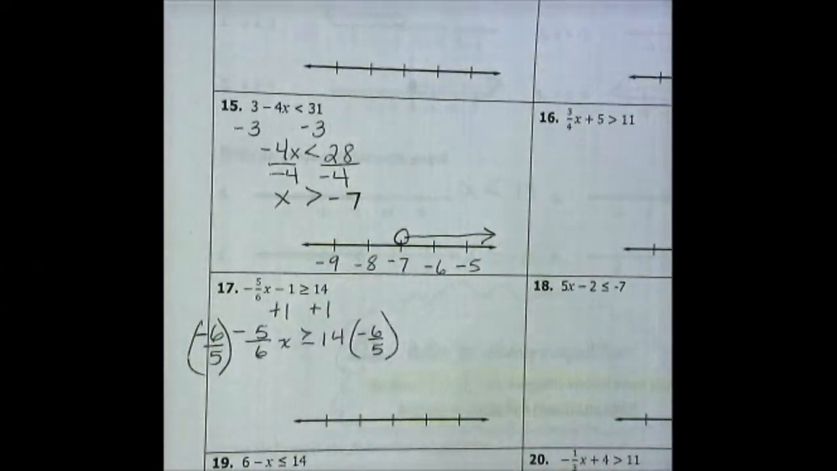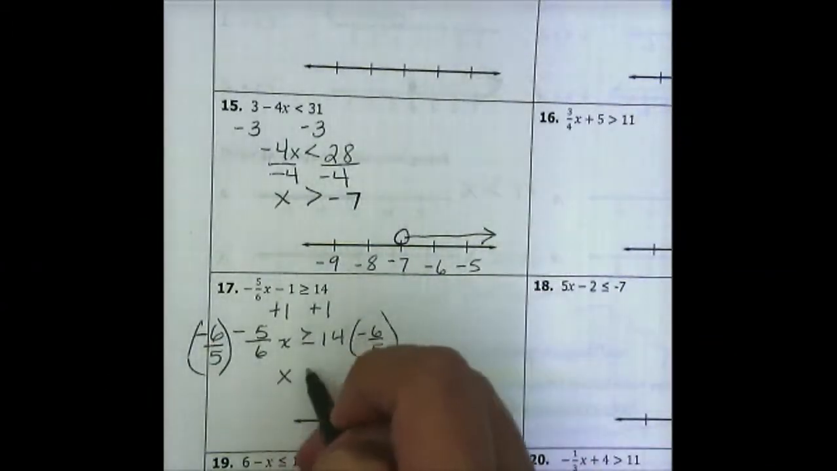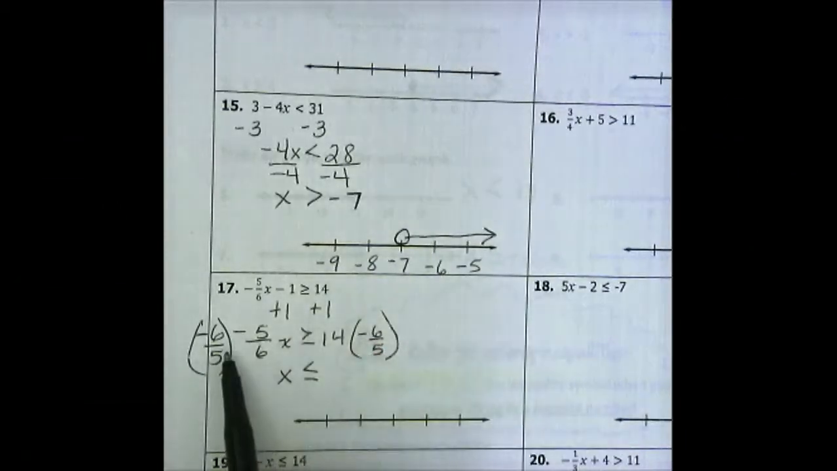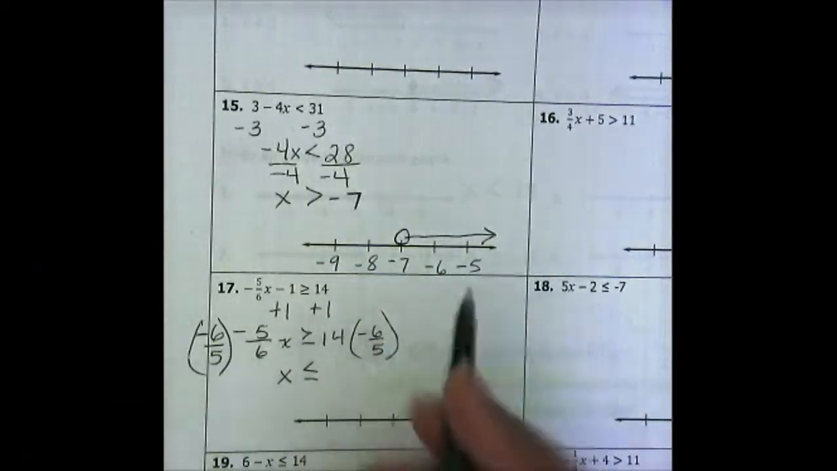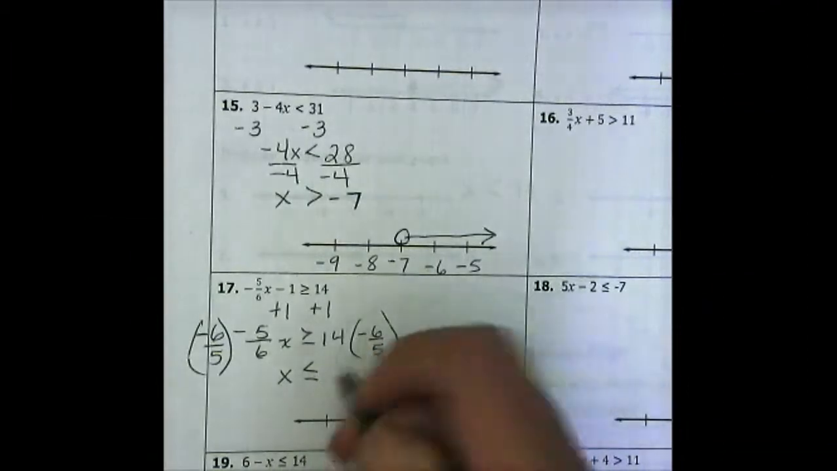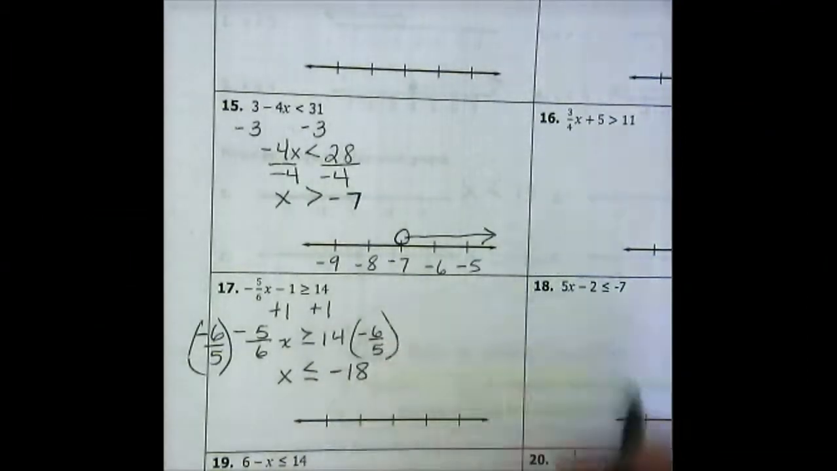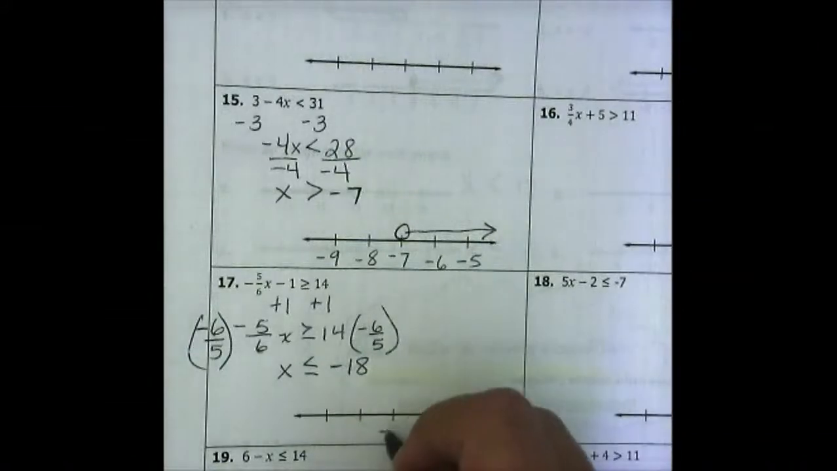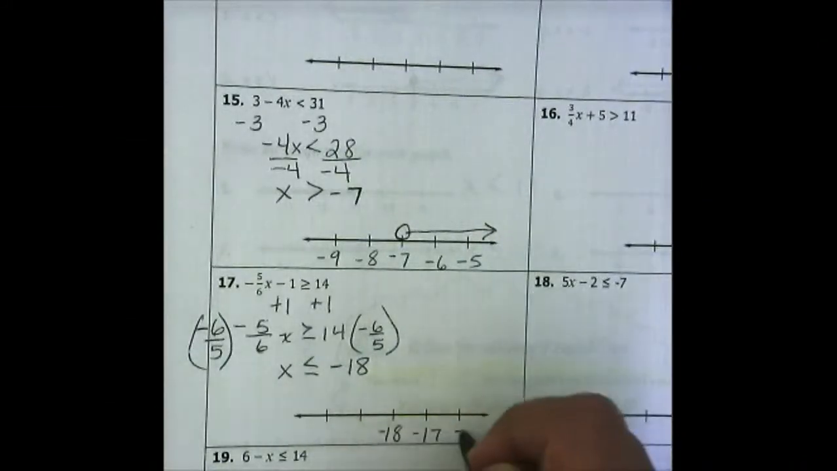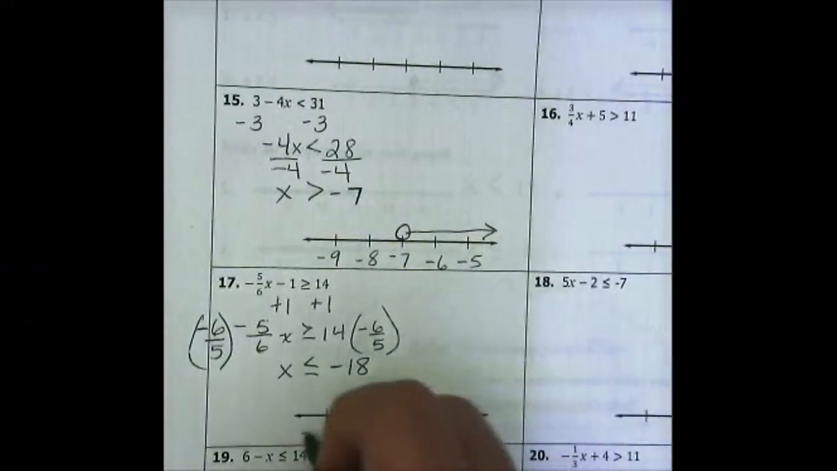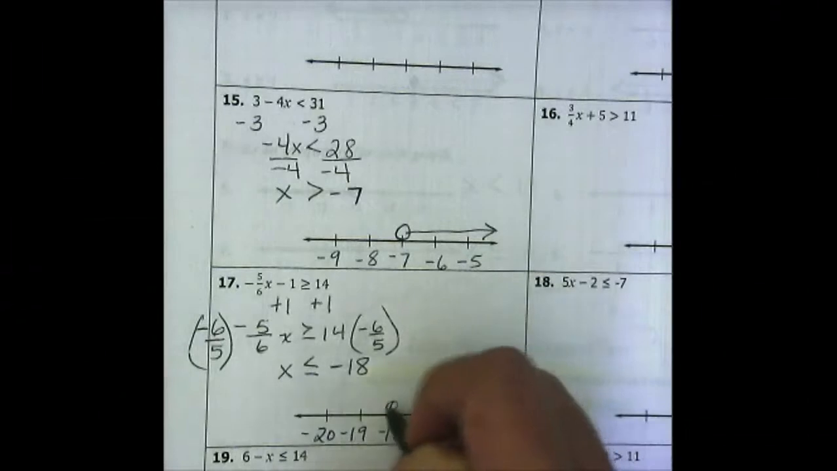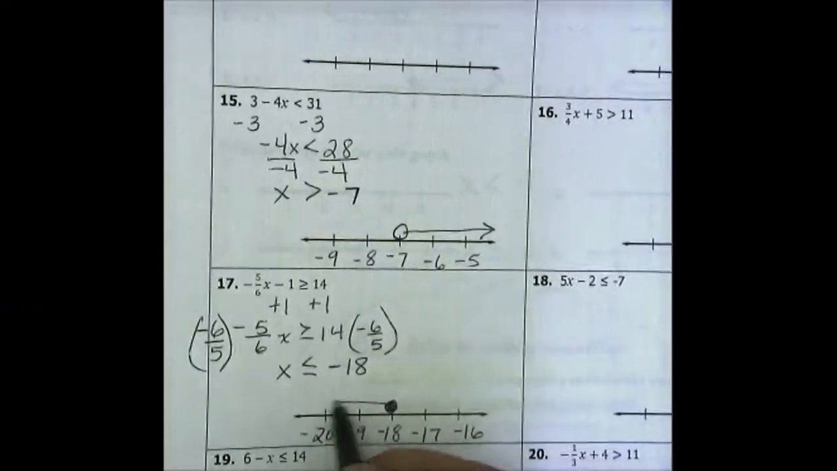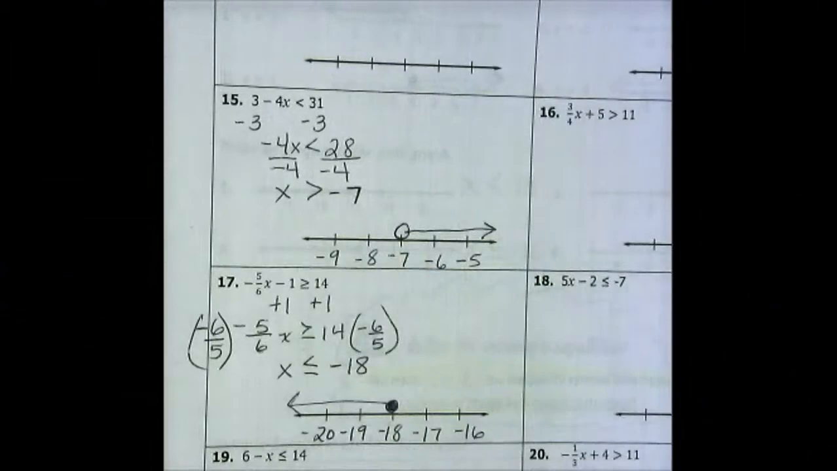And that's going to leave us with x less than or equal, because we have to flip our symbol, remember, since we multiplied by a negative, less than or equal to -18. If you need to show your work for your fraction, that's fine. And since it's less than or equal to, we're going to have a closed dot, and it's going to be to the left for less than or equal to.